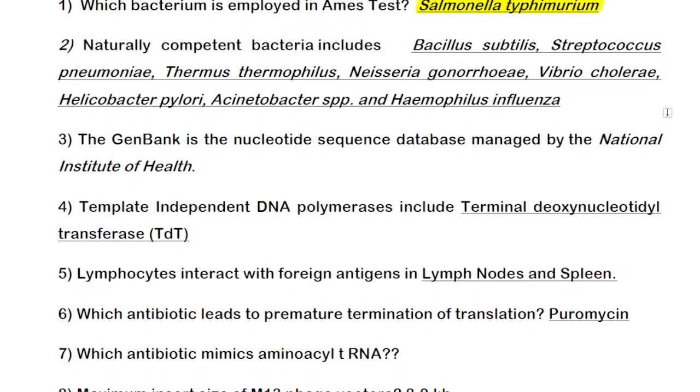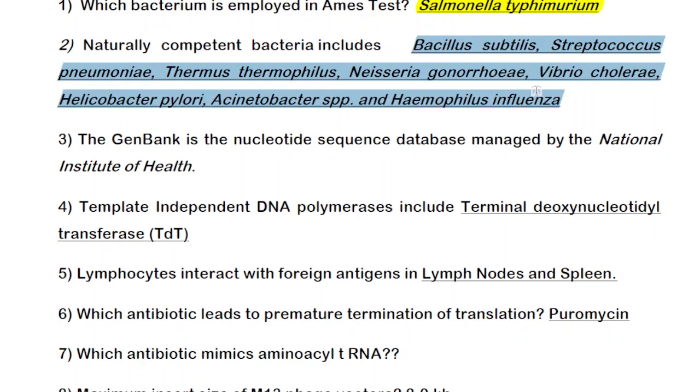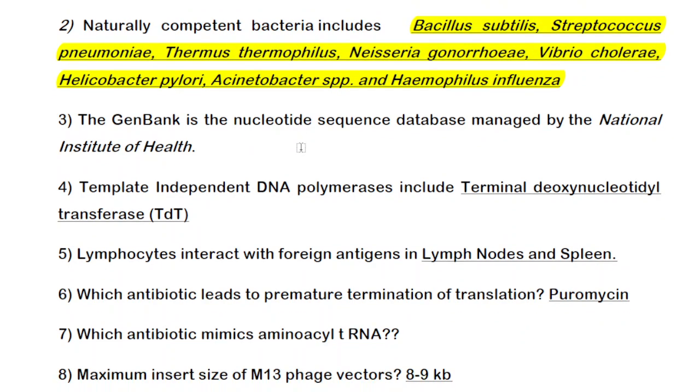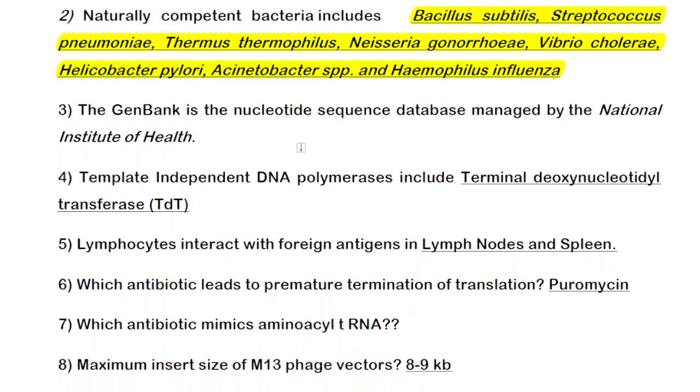Second question, naturally competent bacteria include Bacillus, Streptococcus, Thermus, Neisseria, Vibrio, Helicobacter, Acinetobacter and Haemophilus influenzae. So these are the list of bacteria which come under the category of naturally competent. So you need to tell me whether E. coli is naturally competent or not.